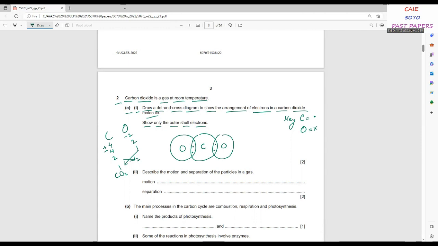Oxygen belongs to group 6. So it must have 6 valence electrons. In order to complete its valence shell, they will share 2 of their valence electrons with 2 electrons of the carbon atom. So you will get this 1, 2, 3, 4, 5, 6. On the right hand side, 1, 2, 3, 4, 5, 6.